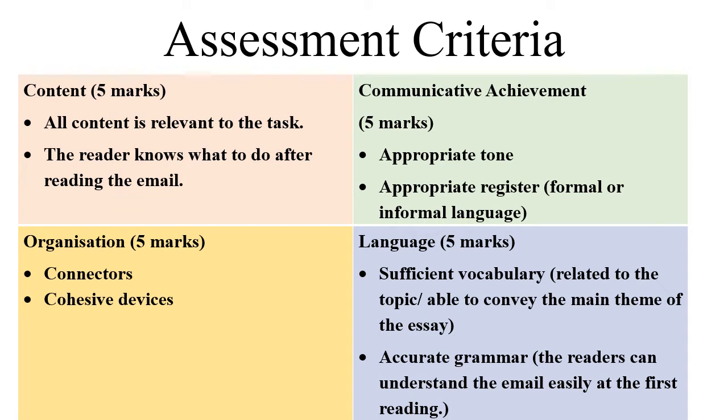Next, it's about communicative achievement. So this part is about appropriate tones, whether we need to use a friendly tone, a serious tone, or jokey tone. So we have to determine the tone before we start writing the email. And also about the register. We have to use the appropriate register. In other words, we have to determine whether we have to use formal language or informal language.